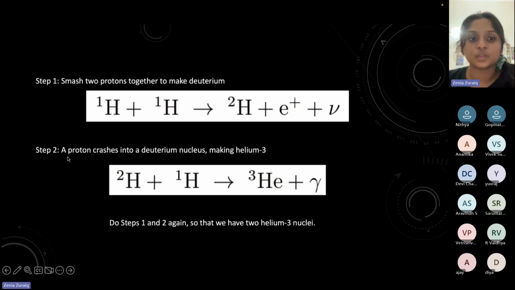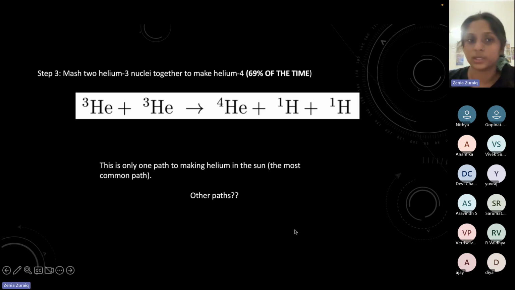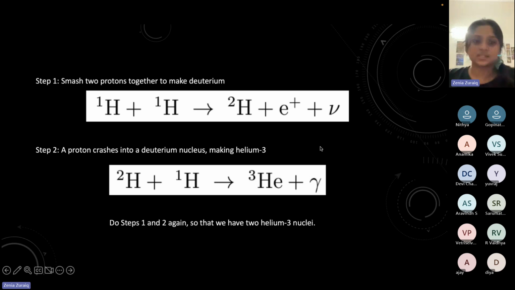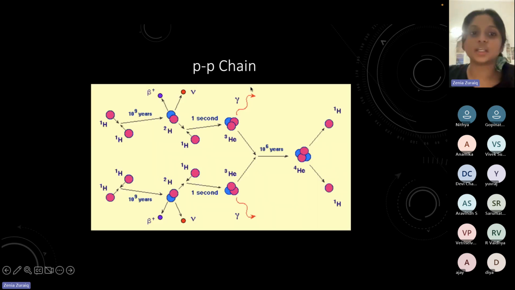And then after that, one more hydrogen is required so that we can interact with the newly formed deuterium, which gives us helium-3, and we need to do steps 1 and 2 twice so that we have 2 helium-3 nuclei. And finally, when you get the 2 new helium-3 nuclei together, you get helium-4, which is what we want, and it gives back your hydrogen atoms. So essentially we are effectively taking 2 protons and making a helium, because at the end of the process you get back 2 hydrogen atoms, right?